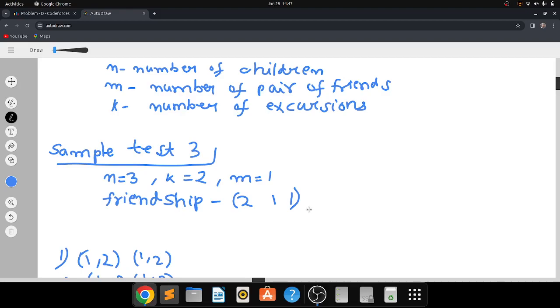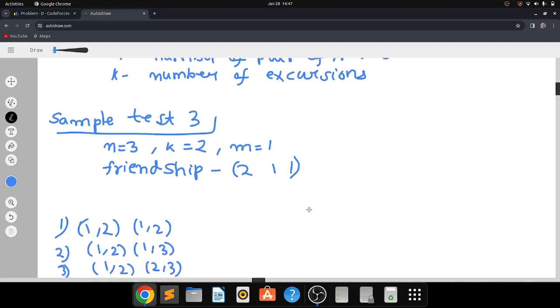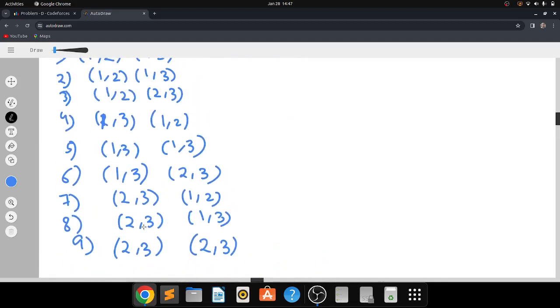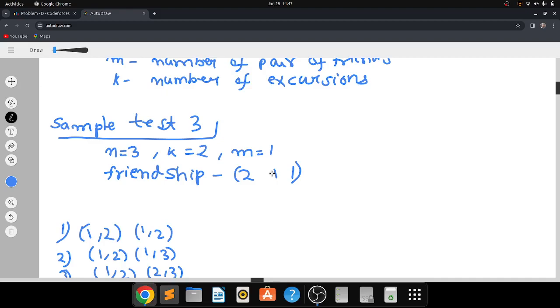So first of all, as there are k equals 2 excursions, let's try to find out what are the total number of ways to choose the children, right? So we can see that there are 9 ways. How? There are a total of 9 ways.